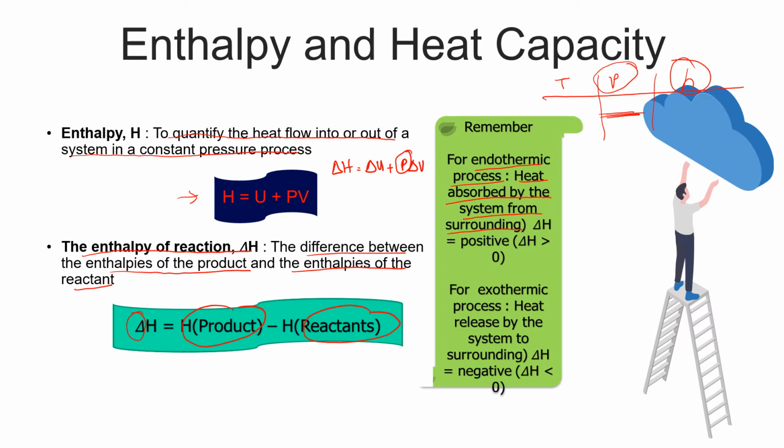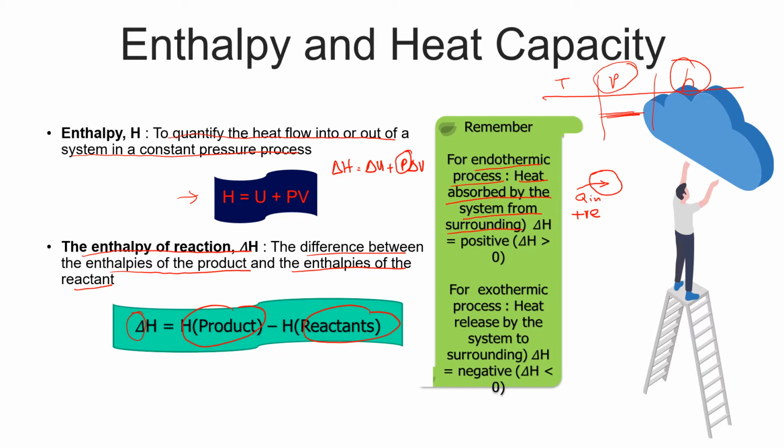Okay, ini awak dah belajar dekat chapter 3 kan, kita dah jumpa bila heat absorb, kita ada sistem. So heat absorbed by the system from surrounding. So daripada surrounding dia pergi kepada sistem kan. Jadi dekat sini dia akan jadi apa? Q in. So bila Q in dia akan jadi positif. Okay, bila dia positif, jadi delta H lebih besar daripada kosong, dia positif. Jadi dia akan jadi endothermic.